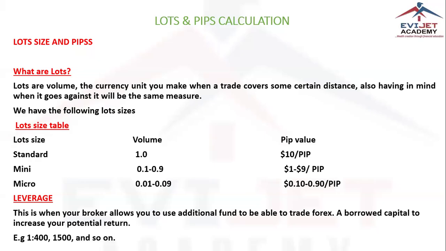Okay, so what are lots? What are lots? Lots are volume, the currency unit you make when a trade covers some certain distance. Also having in mind that when it goes against you, it will be in the same measure. We have the following lot size. So now lot is the volume at which you go into the market. Okay? The volume you use to go into the market.